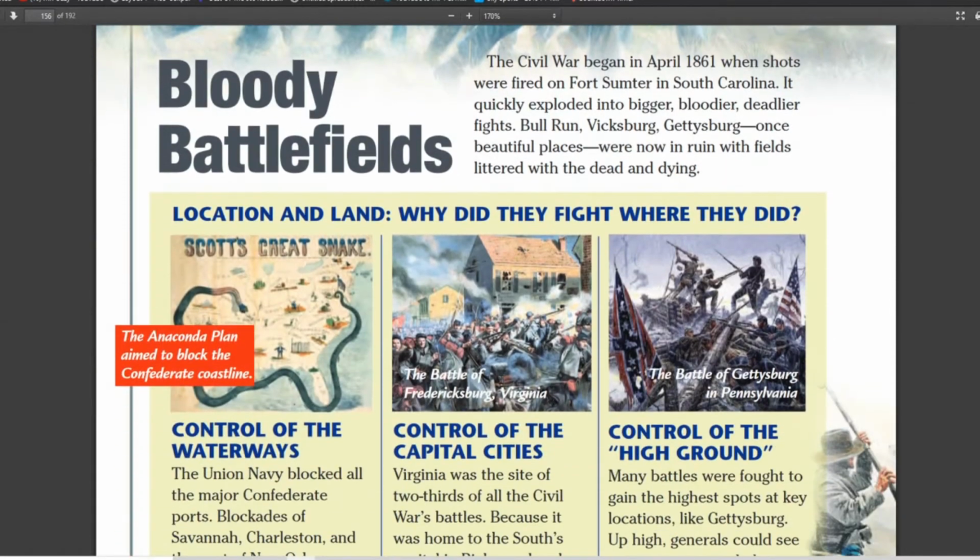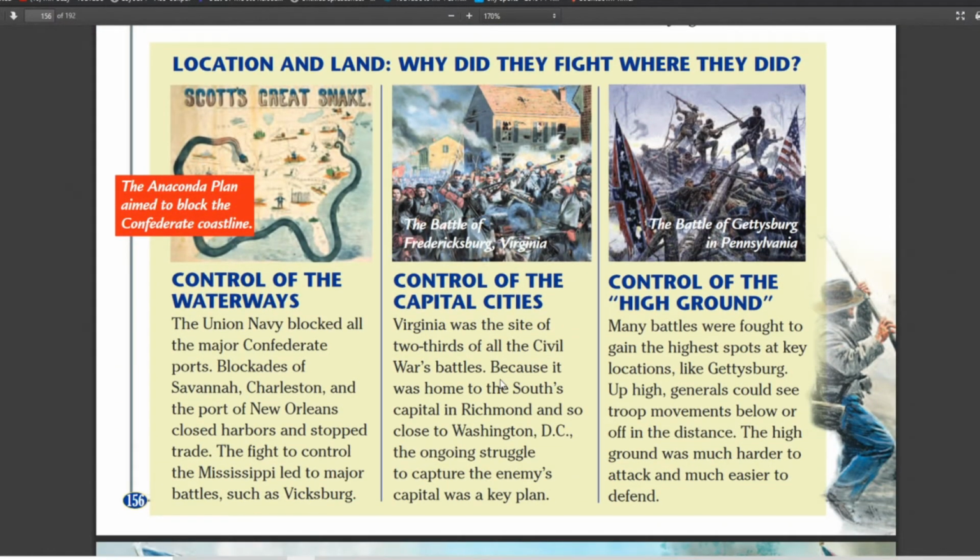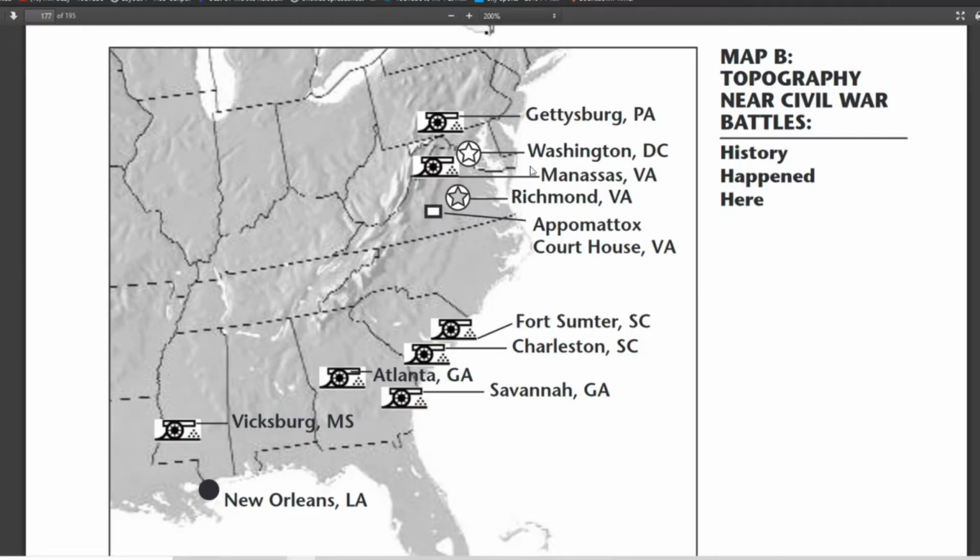So let's take a look at the types of strategies that were used during the Civil War. First, the control of the waterways. This is something that has always been used, especially if you've got a strong navy. The Union had all the naval ships. The Confederates had to start from scratch, and so the Union used their navy to surround basically the Confederacy. They blockaded ports like Charleston, Savannah, New Orleans, and then they would go up the Mississippi River, and we'll talk about the major battle of Vicksburg, the siege of Vicksburg here, to sever the Mississippi River.